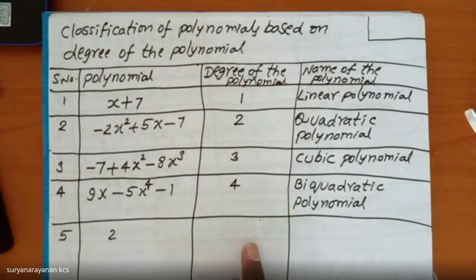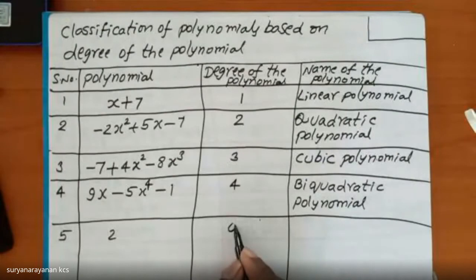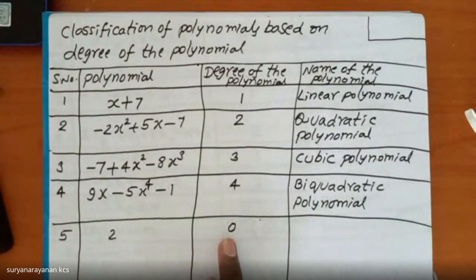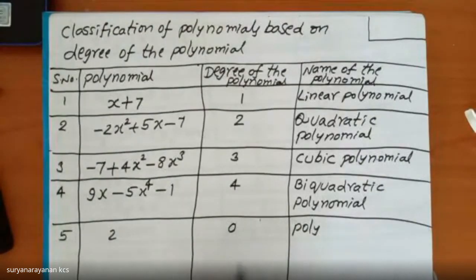What is the degree of this polynomial? Sir, 0. Very good. No variable is given. This is only a constant polynomial. No variable is given, so the degree of the polynomial is 0. This is called a polynomial of degree 0. There is no separate name. Sir, can we say it as zero polynomial? Okay, zero polynomial. Yes.